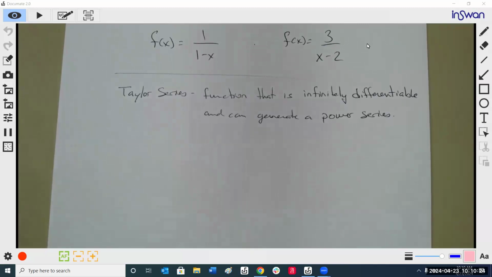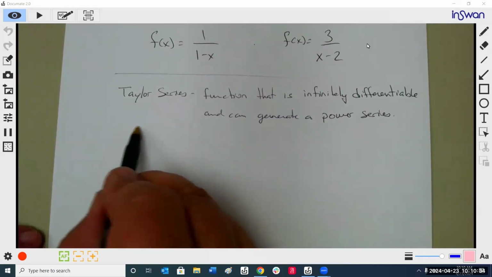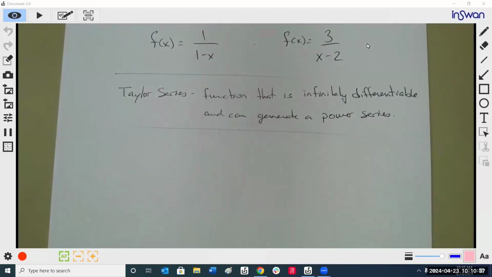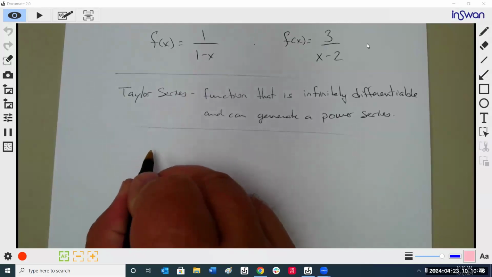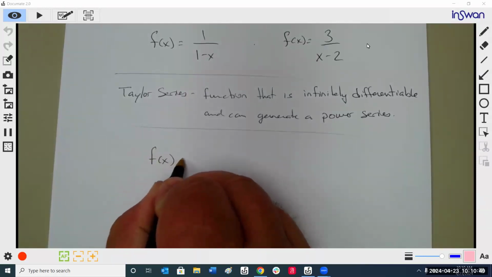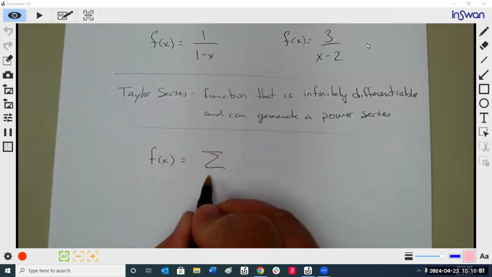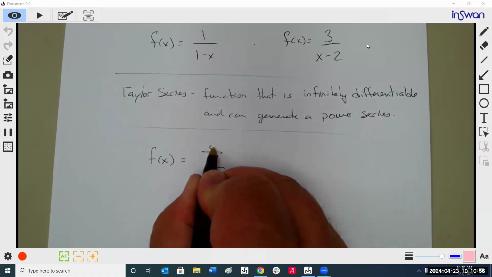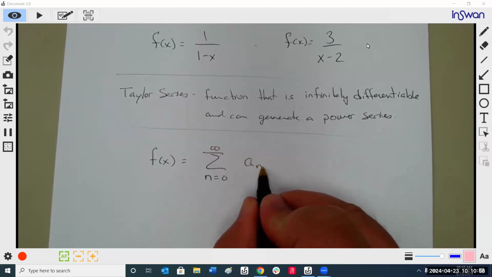So here are the questions. If a function has derivatives of all orders on the interval, if a function is differentiable at all points, can it be expressed as a power series on at least one of those intervals? If it can, what are the coefficients? In other words, what it's looking for is this: the sum from 0 to infinity of some coefficient.